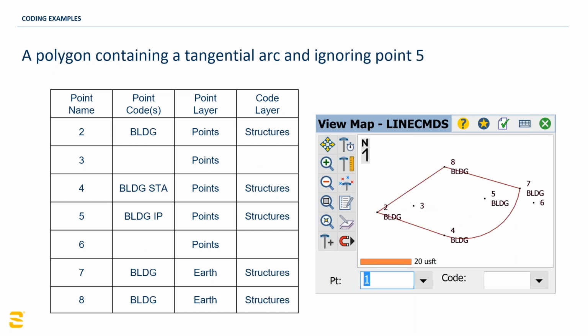Then the same example for the building here: we have a line feature used on point number 4, a tangential arc, and on point number 5 an ignore point, so it's not connected to the line but still with the building point.